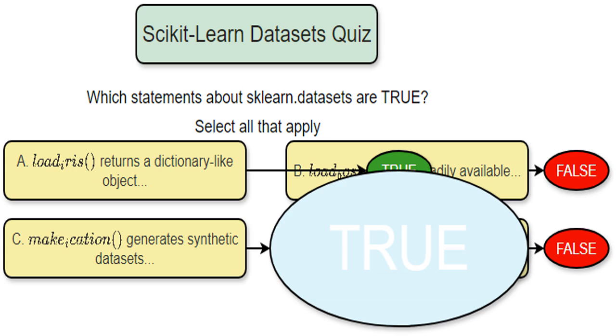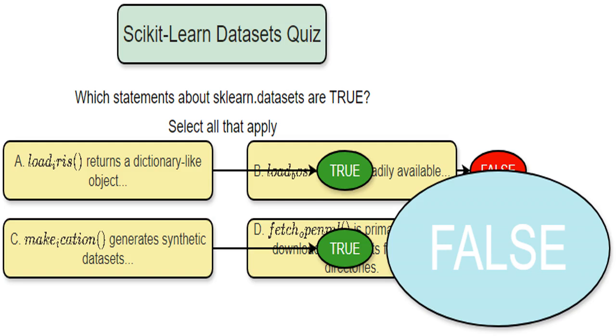learning algorithms. I've marked this statement as false because it incorrectly describes the function fetch_openML. It actually downloads datasets from the OpenML online repository, not local directories. Think of OpenML as a large online library of datasets.